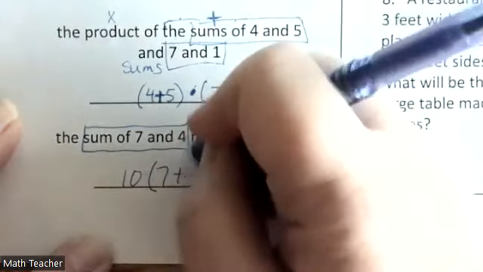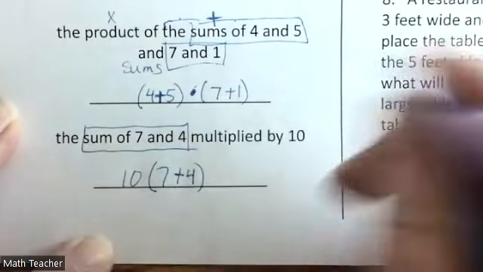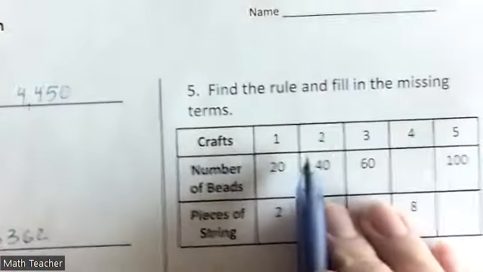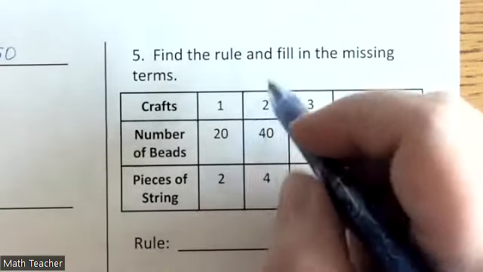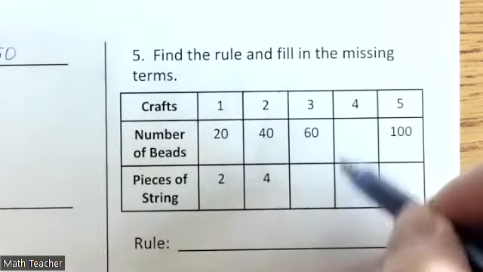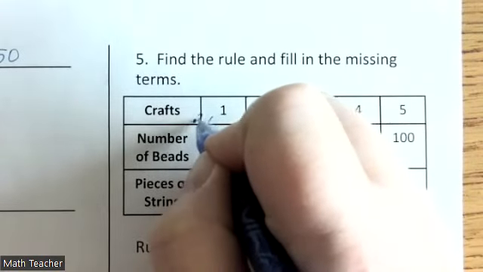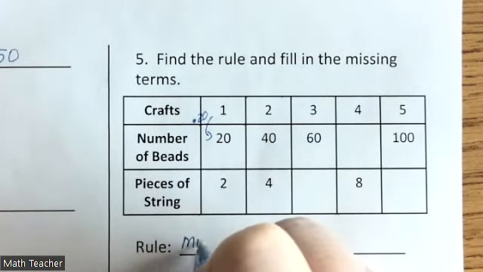I just want to make that a little bit easier to read. Moving on to number 5. Find the rule and fill in the missing terms. We can see from the first row to the second row that everything is getting multiplied by 20. So the first rule is multiplied by 20.